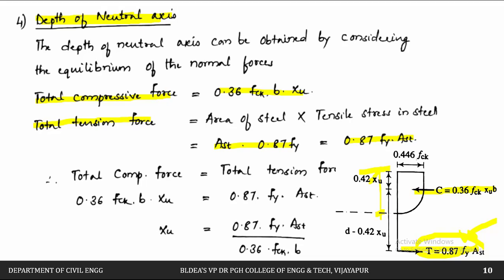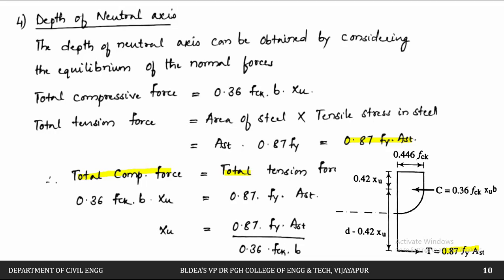So how do you calculate this tensile force? That is nothing but area into stress. The area of steel is Ast, and the tensile stress is fy. We multiply by the factor of safety for steel, which is 1.15, that is 1 divided by 1.15. If you calculate 1 divided by 1.15, it will be 0.87. Therefore, ultimately this will be 0.87 fy into Ast, which is the total tensile force.